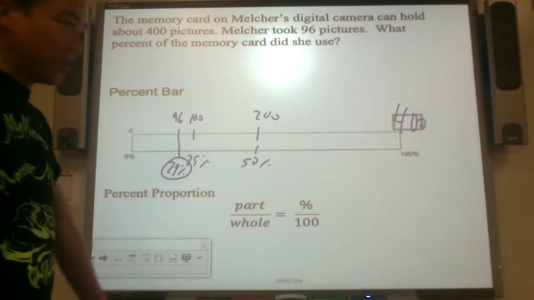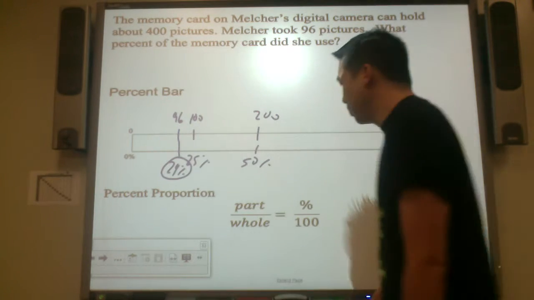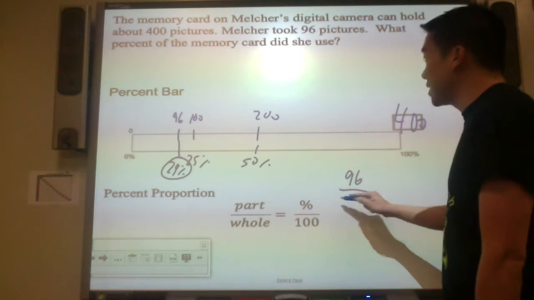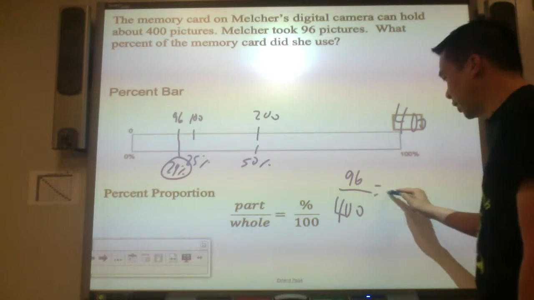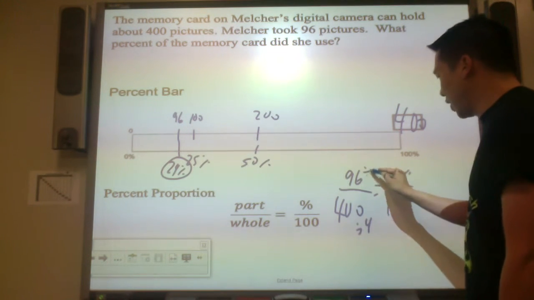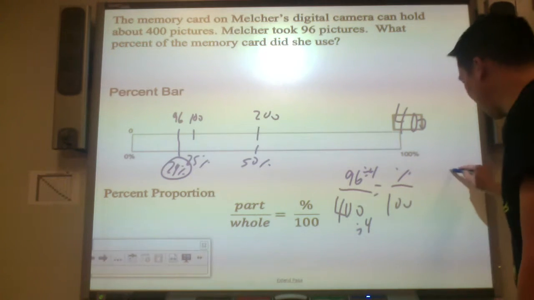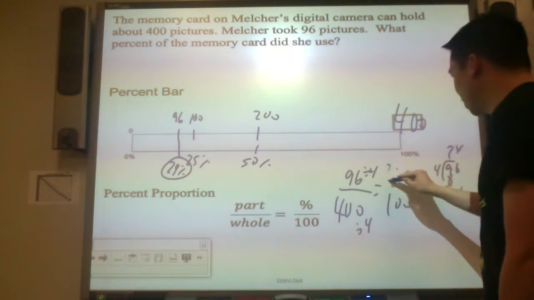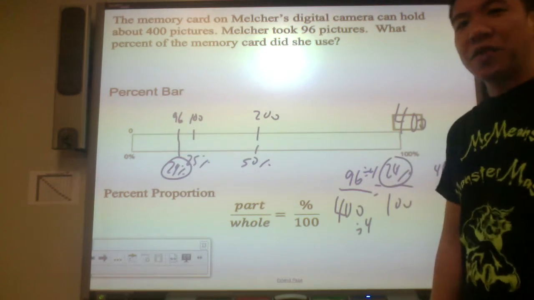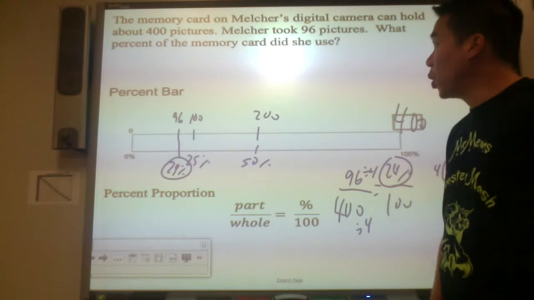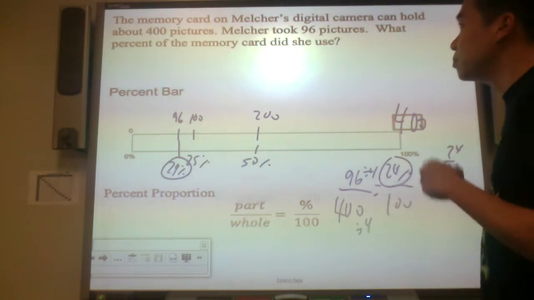But let's use the percent proportion just to be sure. Part to whole. So the part of the pictures she took was 96, the whole, all the pictures, were 400. How do you scale it down? You divide by 4, divide by 4. 96 divided by 4. Is it 24? It is 24%. So 24% of the camera's memory holds her 96 pictures.